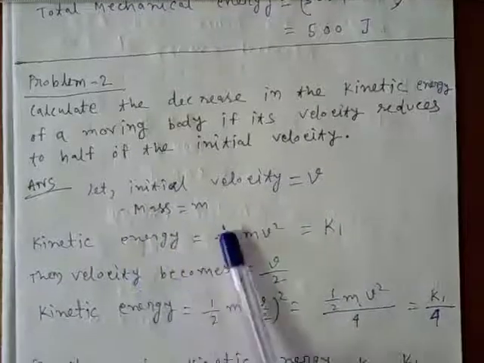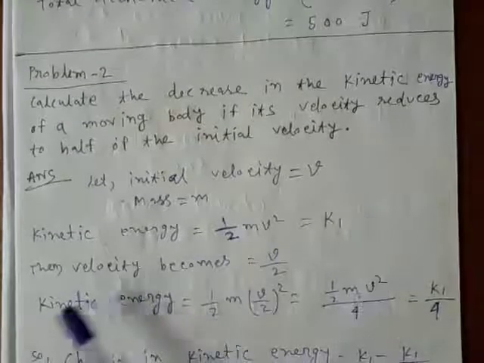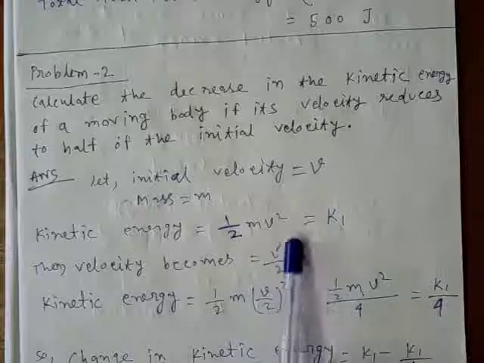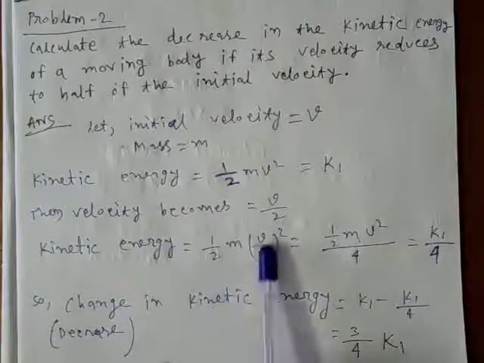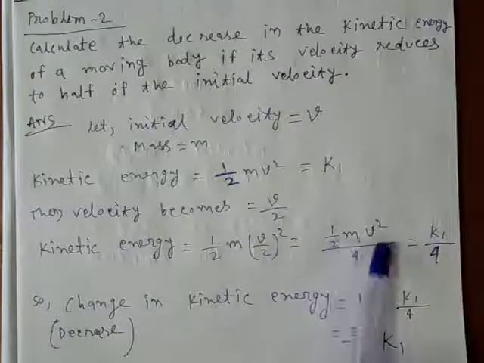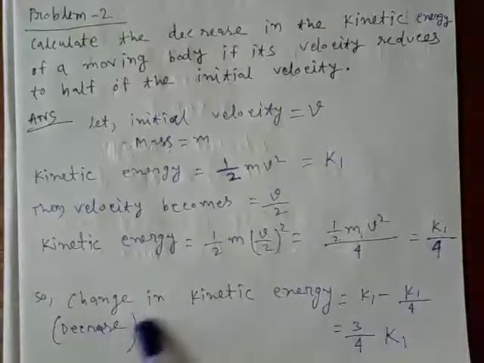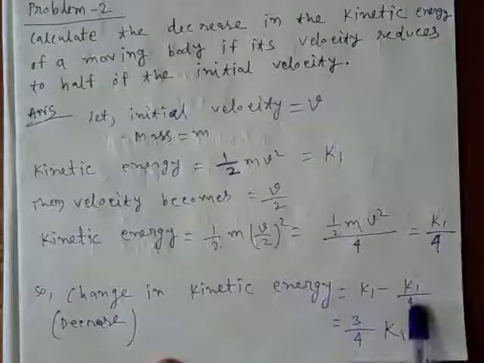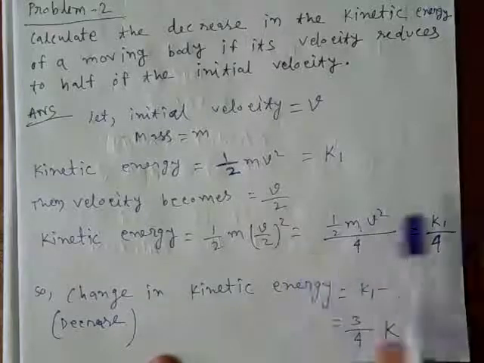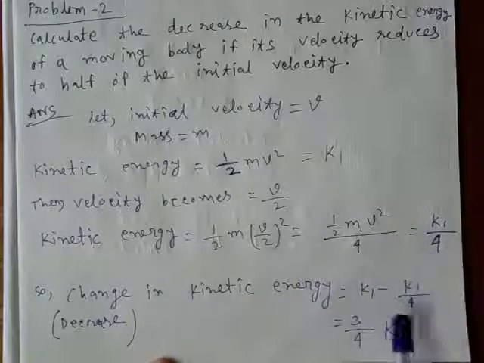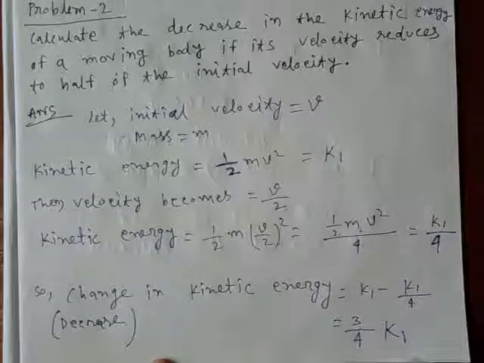So kinetic energy will be half mv square, that I am considering K1, and then the velocity becomes half, so that means v by 2. So the kinetic energy becomes half multiplied by m multiplied by v by 2 whole square. So it will become half mv square by 4, that means K1 by 4. So change in kinetic energy will be K1 minus K1 by 4, it will be 3 by 4 K1. So the decrease in kinetic energy will be 3 by 4 times the initial kinetic energy.